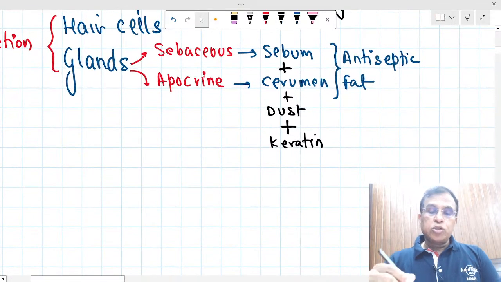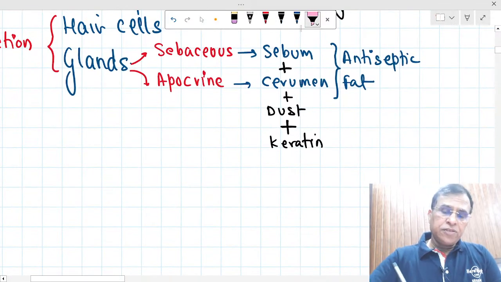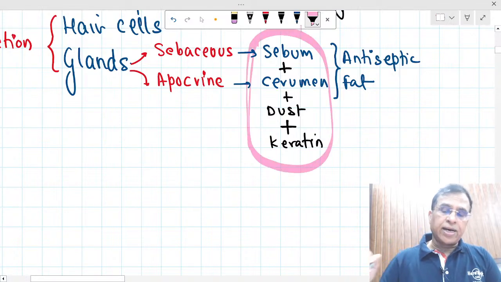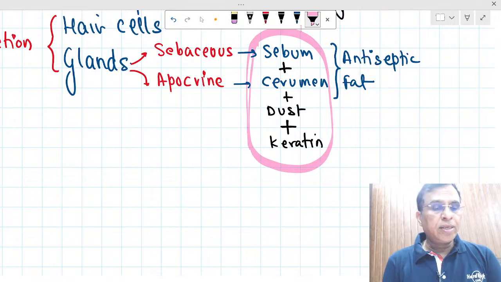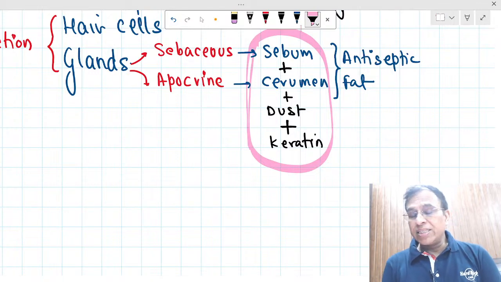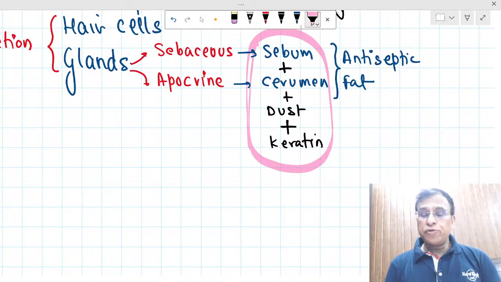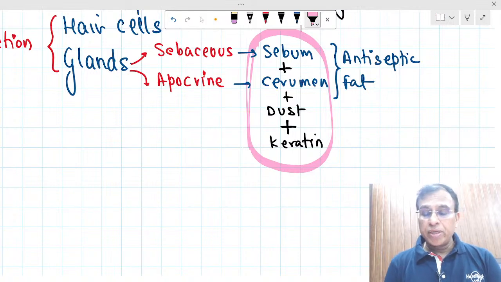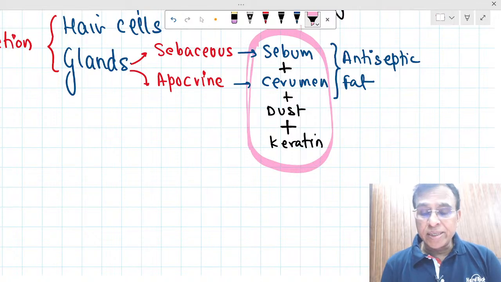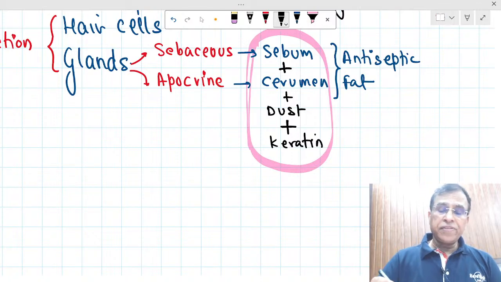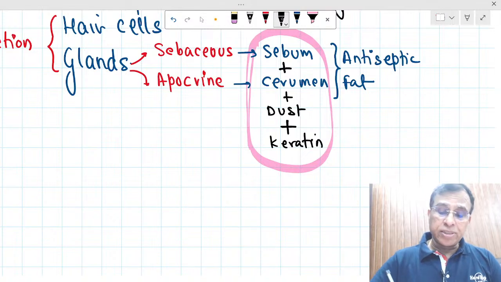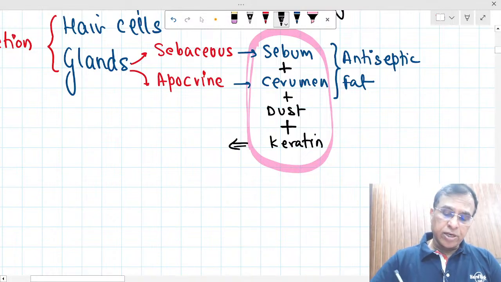Right? So the point is that these 4 things are normally present in the canal: sebum, cerumen, dust, and dead skin, which is keratin. But these 4 things are not supposed to accumulate in the canal. It's a cycle sort of thing that is happening. If they collect and accumulate in the canal for some reason, then it becomes earwax.